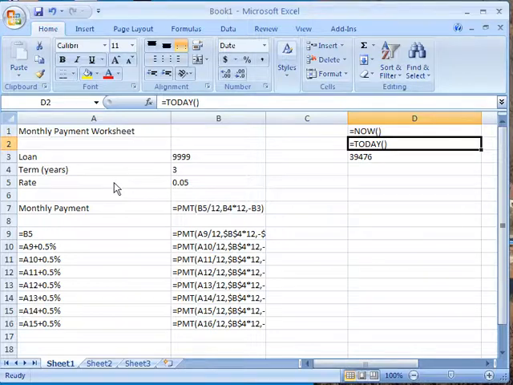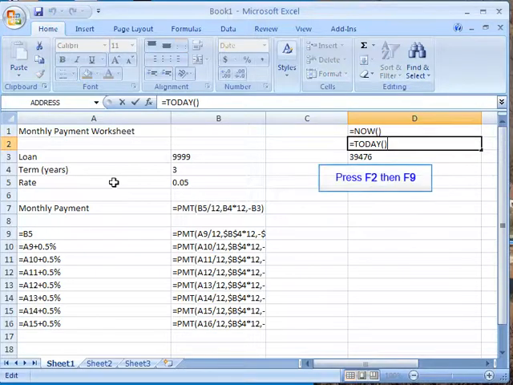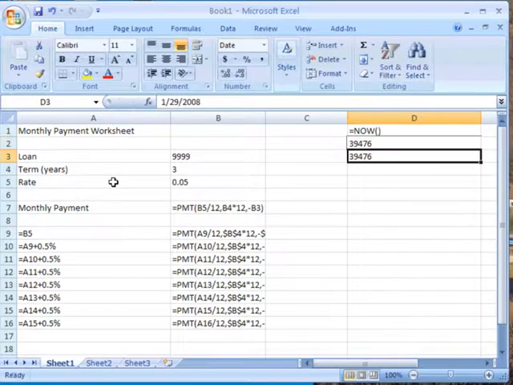If I come up to the function that says equal today, and press function key F2 and then function key F9. Function key F2 followed by function key F9 will change any formula into the hard-coded answer. You can see that it is using the same process, the number of days.